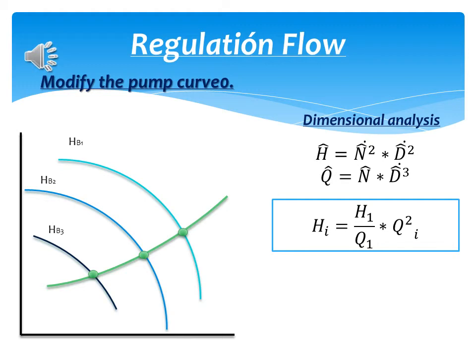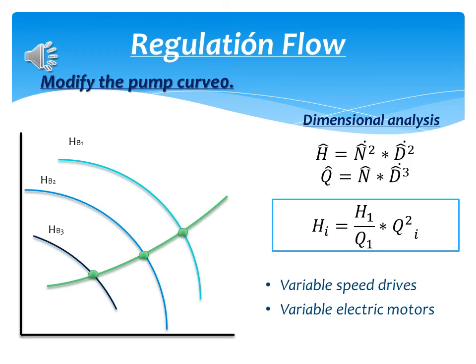To obtain the variation of the rotational speed of the pump, you can use variable speed drives, gears, hydraulic coupling tubes, variable electric motors, or internal combustion and gas turbines.